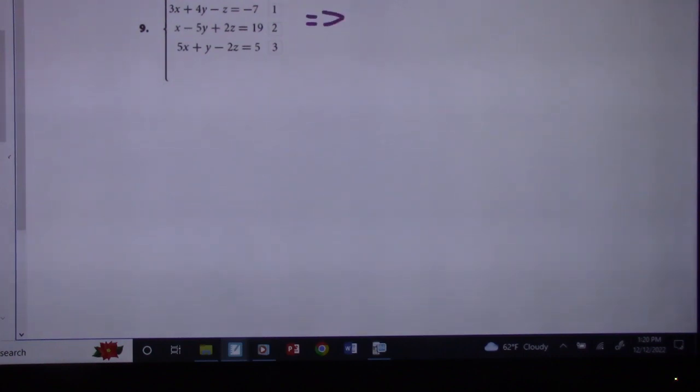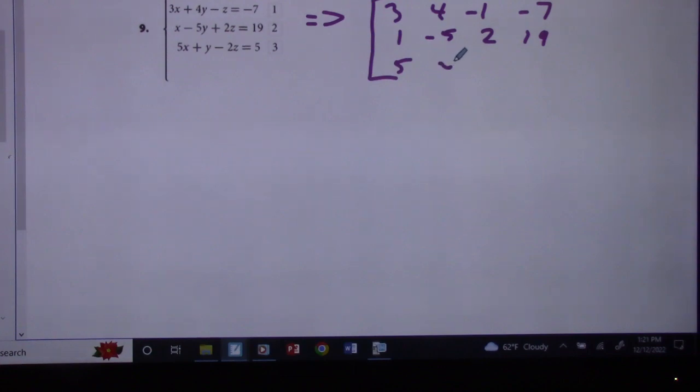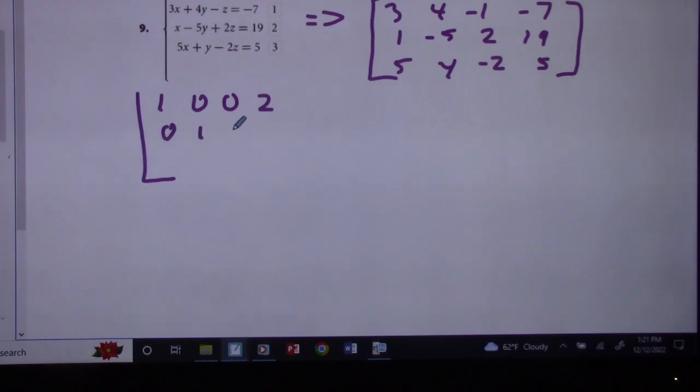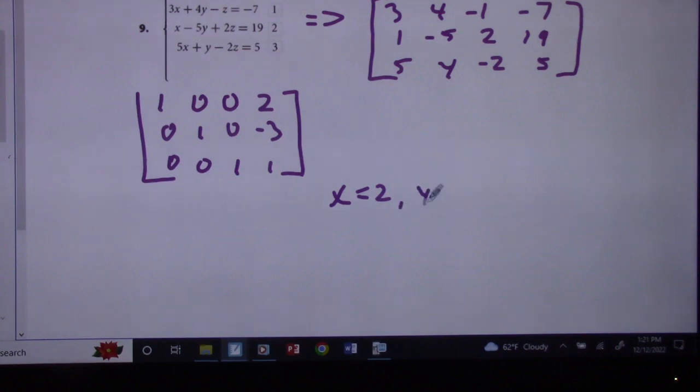So 9, you're going to have this. All right, I got 2, -3, 1. That's right. It's 1, 0, 0, 2; 0, 1, 0, -3; 0, 0, 1, 1. Austin, tell me again what that is. So your answer is x equals 2, y equals -3, z equals 1. Okay?